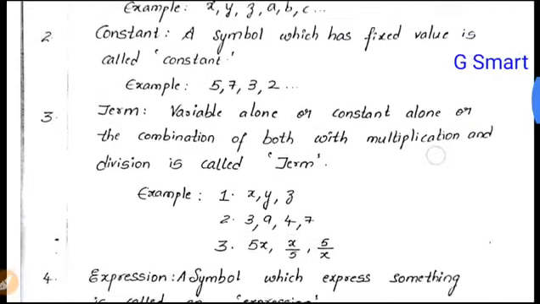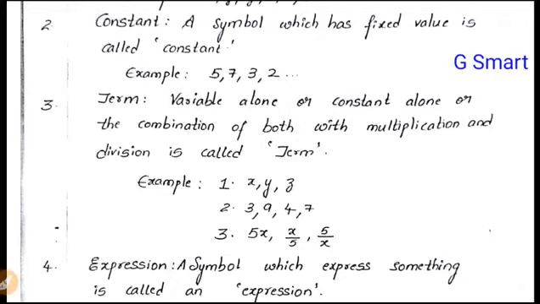Next, term. A variable alone, meaning a symbol, a constant alone, meaning a number, or the combination of both with multiplication or division operation is called a term. So x, y, z, these are symbols, meaning variables. Variables are also terms. 3, 9, 4, 7, these are numbers, meaning constants. These are also terms. 5x, x by 5, 5 by x, these are all combinations with multiplication and division, so these are also called terms.